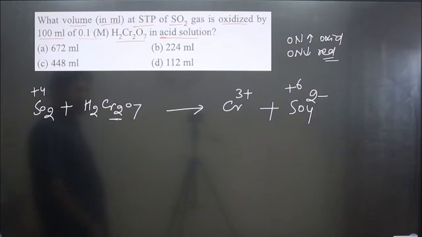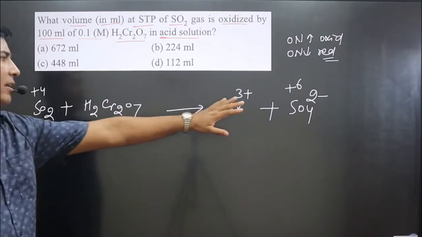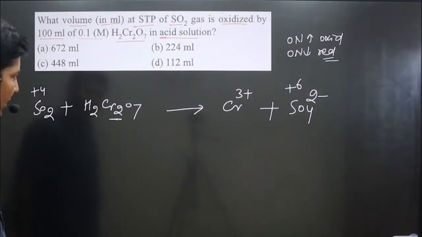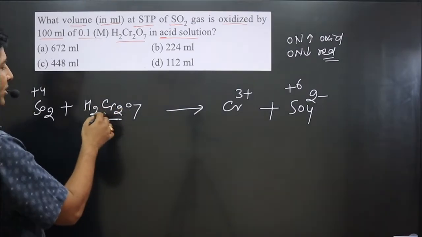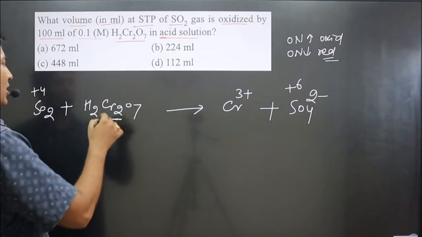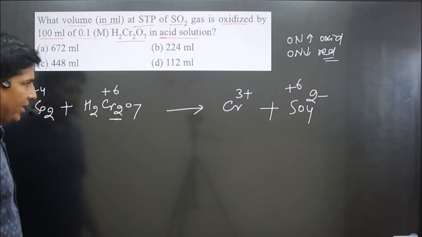Now let's balance this equation. First of all, we write down the oxidation numbers. For this it is already written, and this side is also written. For Cr we can calculate: 7 times 2 is 14, hydrogen is +1, so in this case +12 will be there. 2 Cr is equal to +12, then 1 Cr is equal to +6.